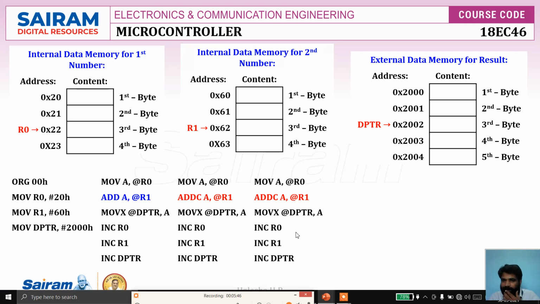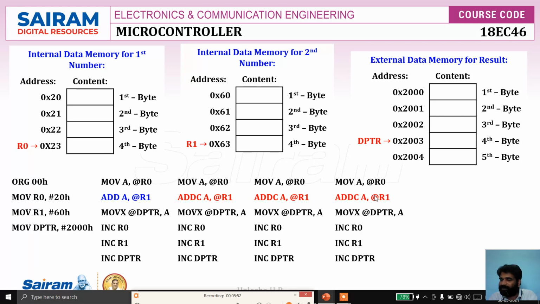Next, fourth byte. After this, pointers are incremented and pointing to the fourth byte. And the same set of instructions. Correct? So here it is not required to increment the pointer, but still we will increment. It's not a problem. So it is pointing to the last location, and here we are supposed to store the carry.